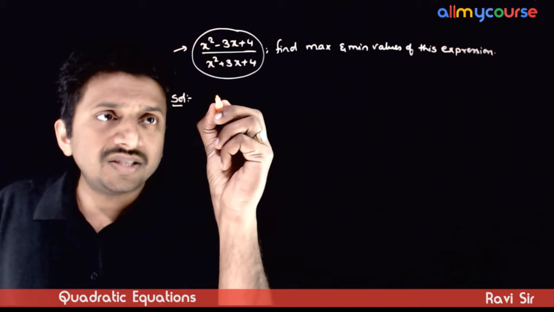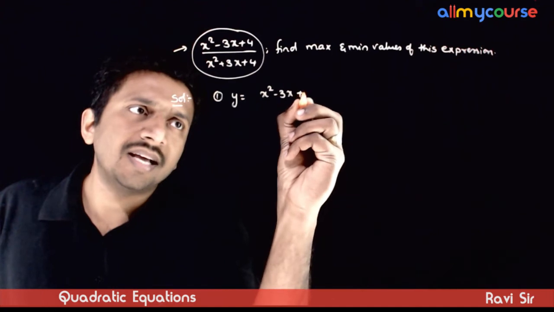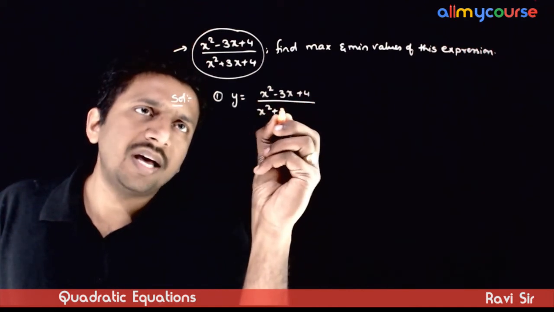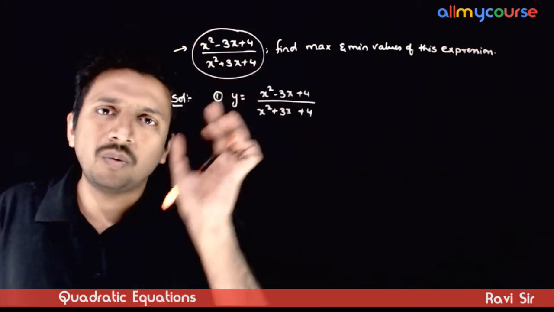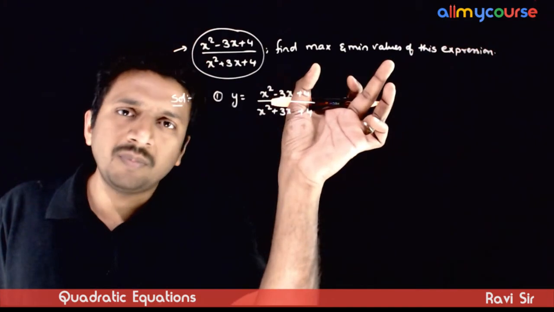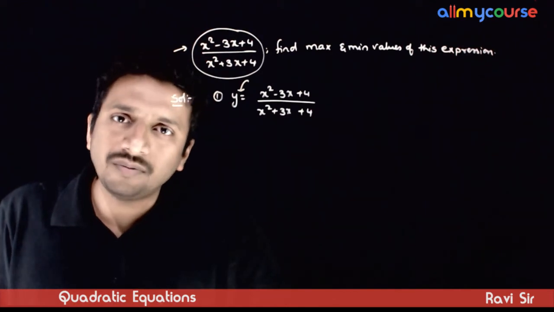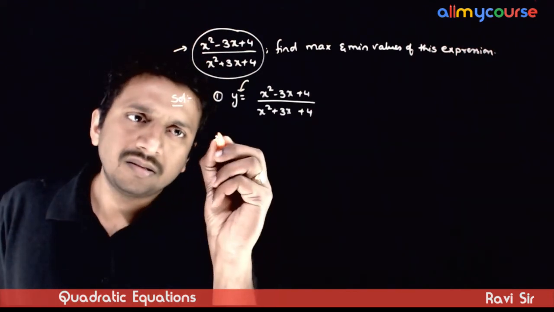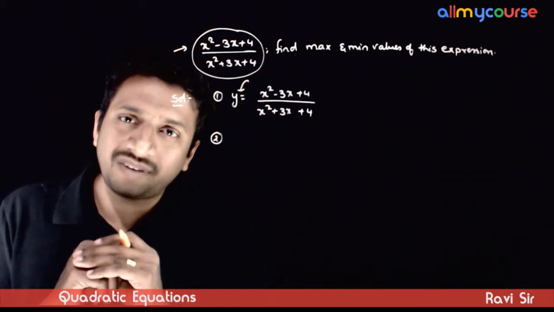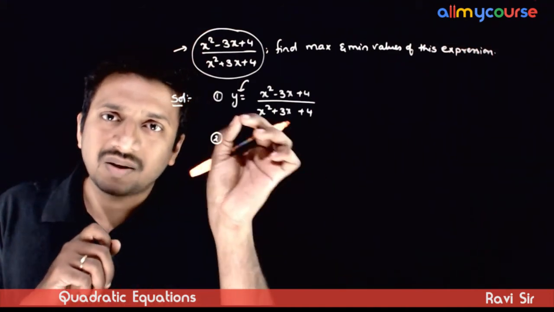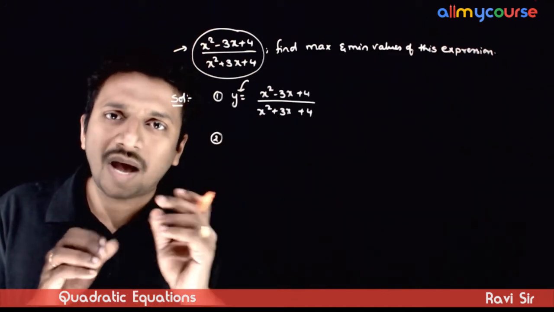First, let us assume y is equal to (x square minus 3x plus 4) by (x square plus 3x plus 4). So let us assume that the given expression is y. Now I want the maximum and minimum values of this expression. That means I want the maximum and minimum values of y. So let us see for what values of x, y is defined, or for what values of y you can find a fixed value of x.